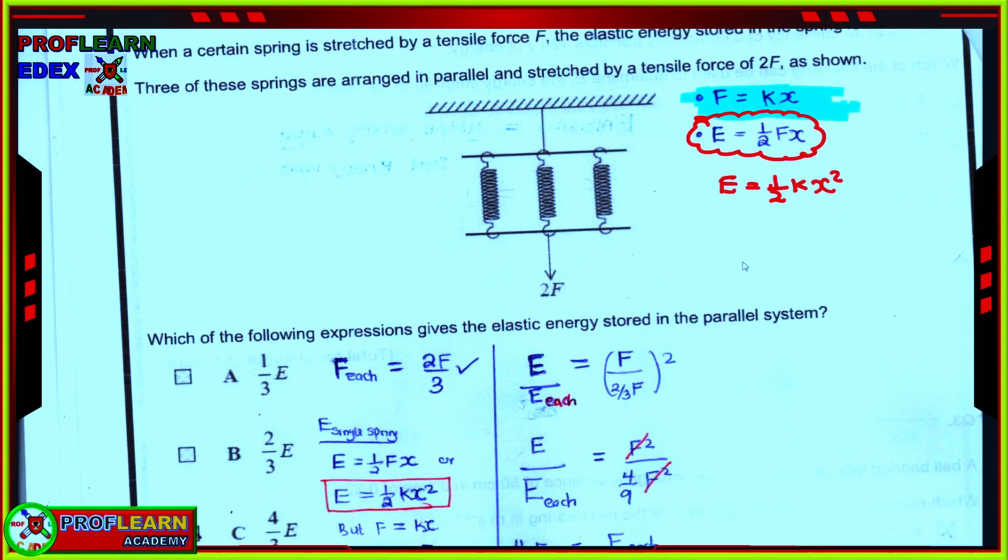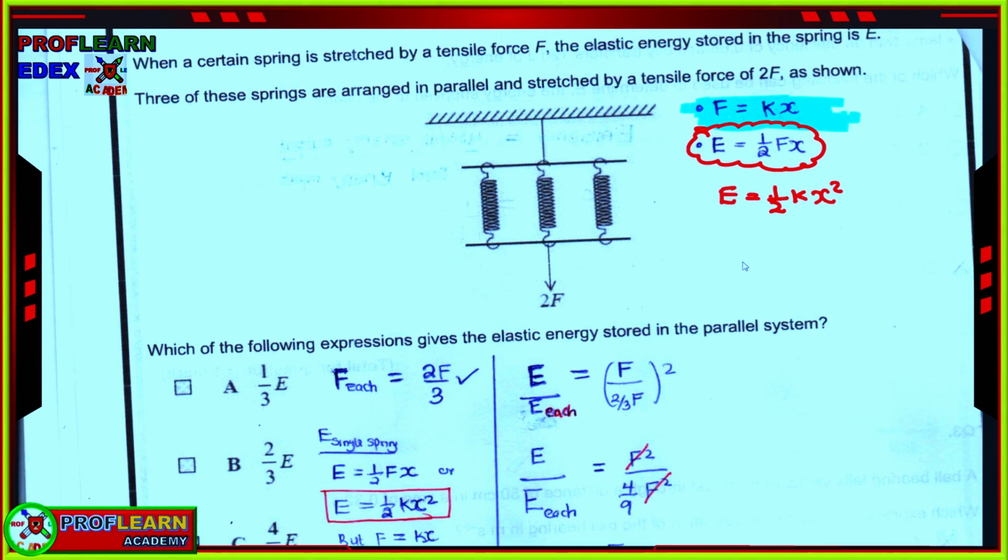So, which of the following expressions gives the elastic energy stored in the parallel system? We are told that when a certain spring is stretched by tensile force F, the energy stored in that spring is E. Now, three of these springs, meaning the same spring constant as the initial one, are arranged in parallel and stretched by the tensile force 2F.